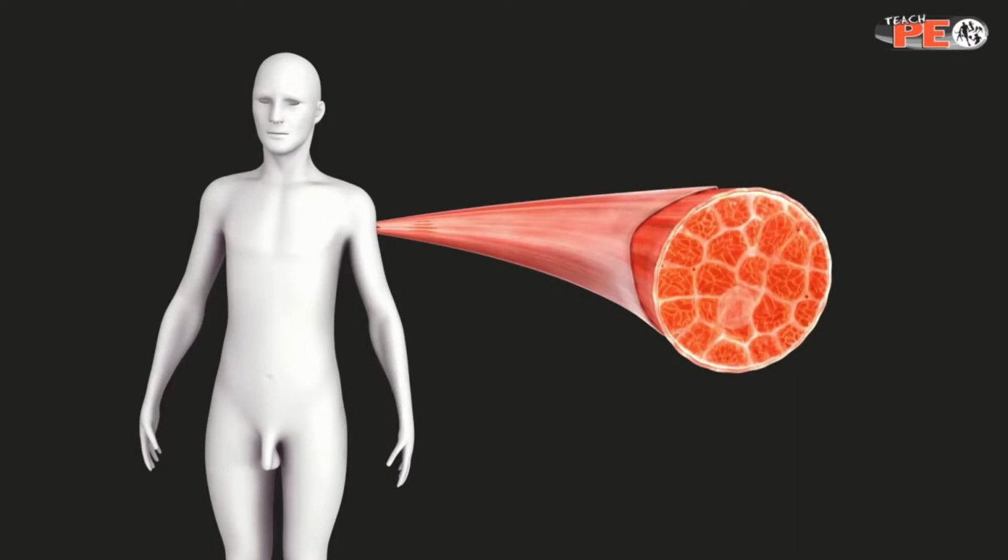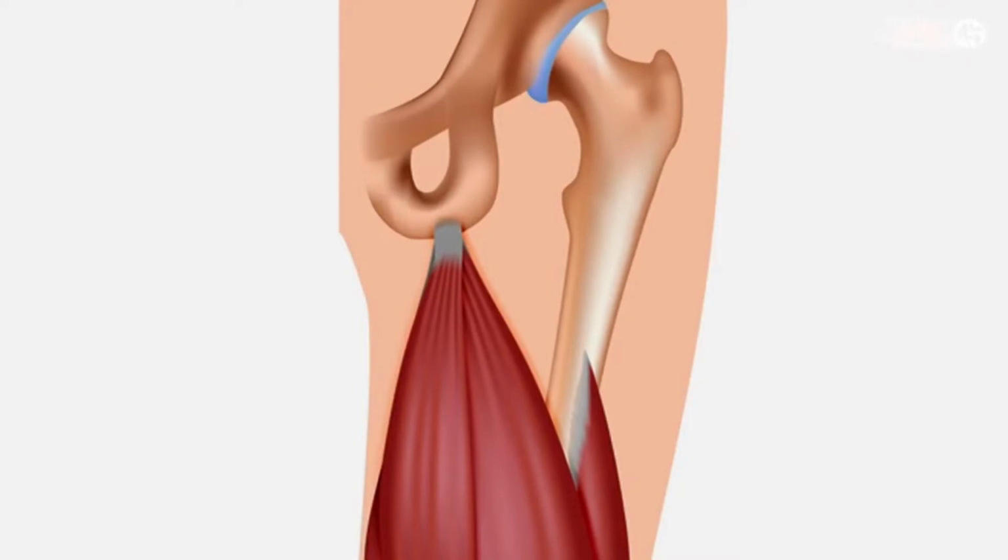It is covered in a protective sheath or layer called the epimysium. The epimysium protects the muscle from friction against other muscles and bones. It also continues at the end of the muscle to form, along with other connective tissues, the tendon which attaches the muscle to the bone.